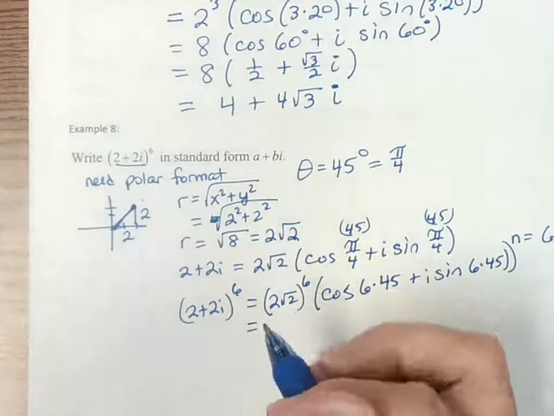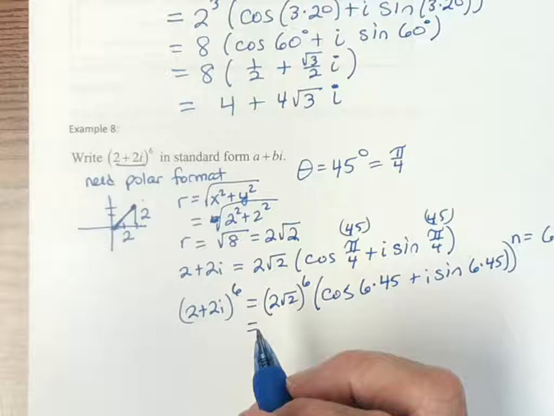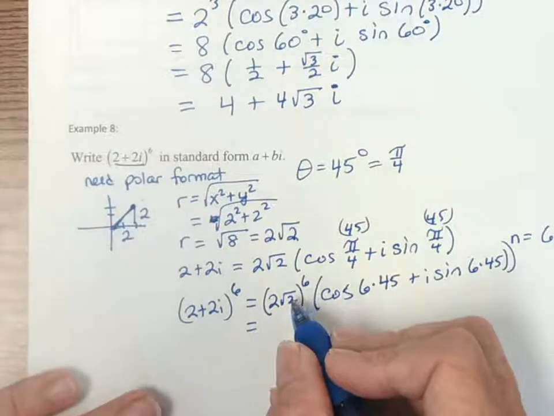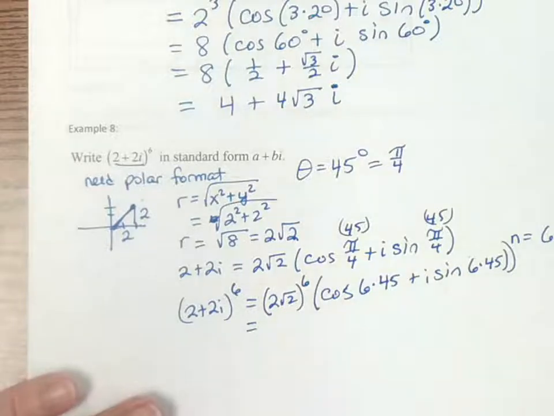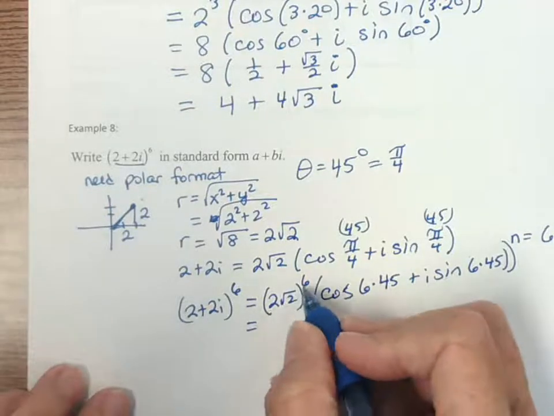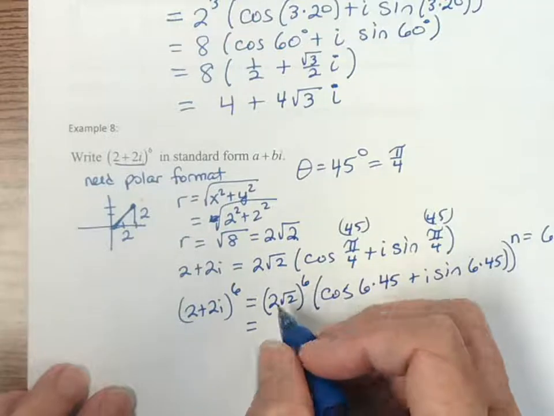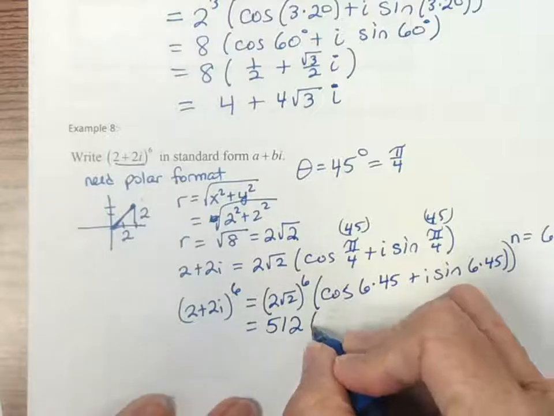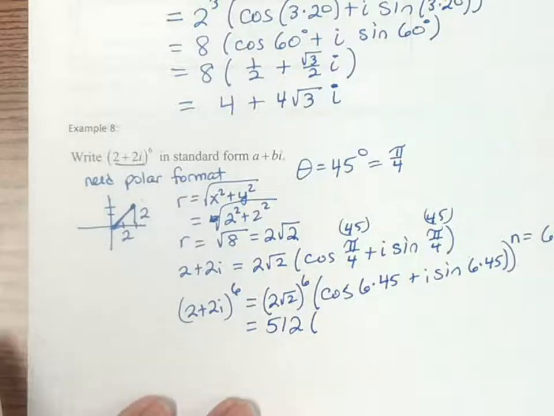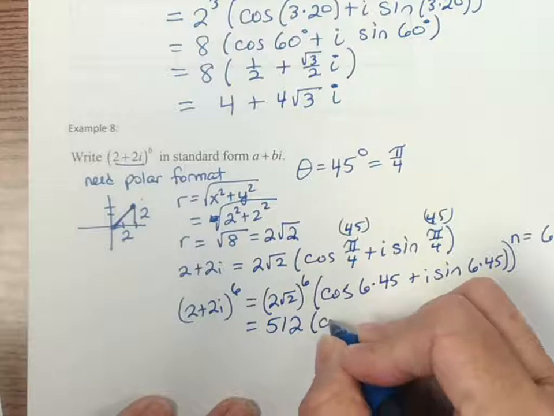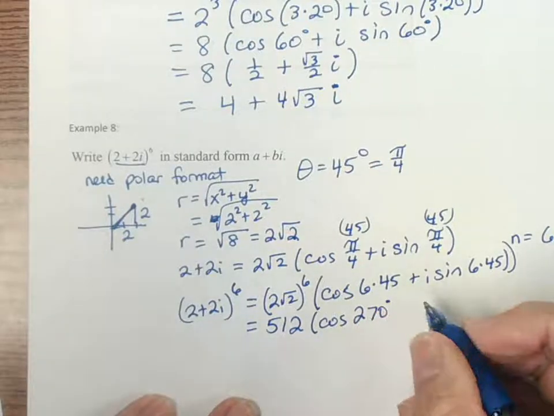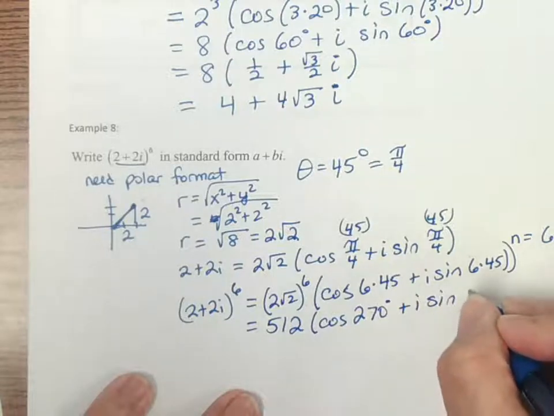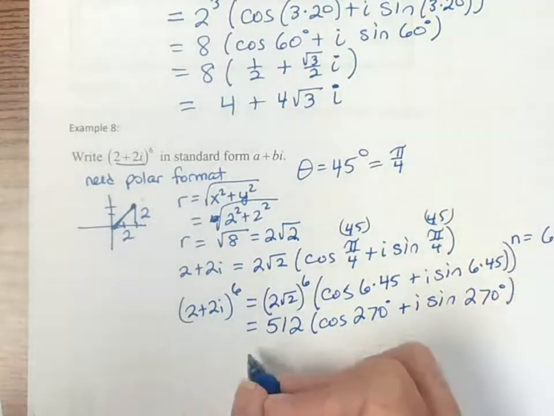Okay, so here we go. Now I want to take this and raise it to the 6th power. So 2 to the 6th power and square root of 2 to the 6th power is going to give us 512. And 6 times 45 is 270. So this is the cosine of 270 degrees plus i times the sine of 270 degrees.